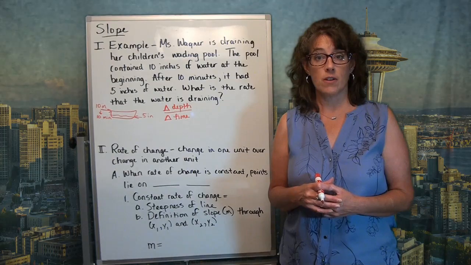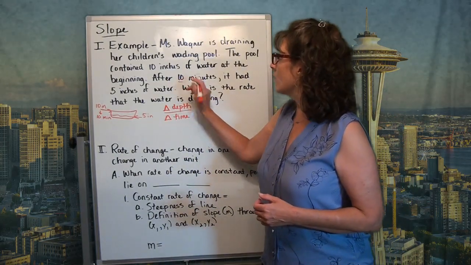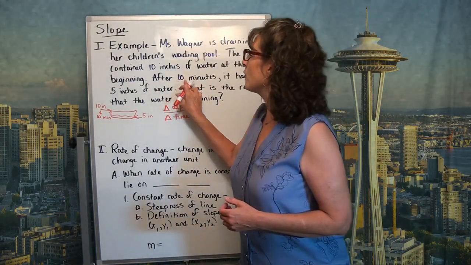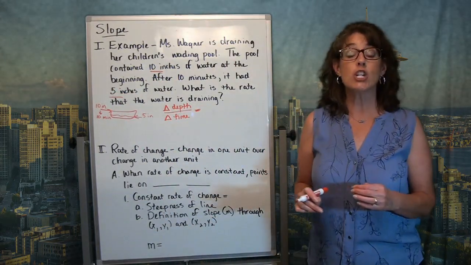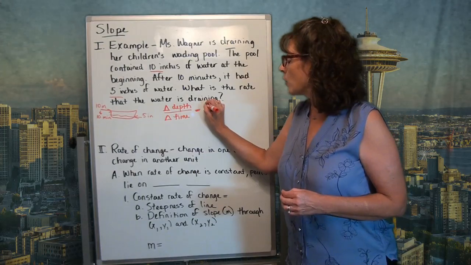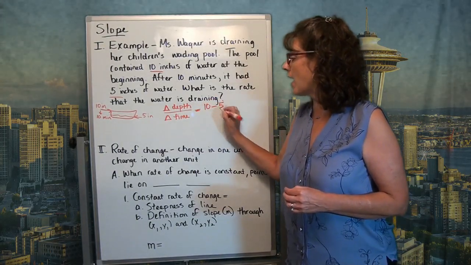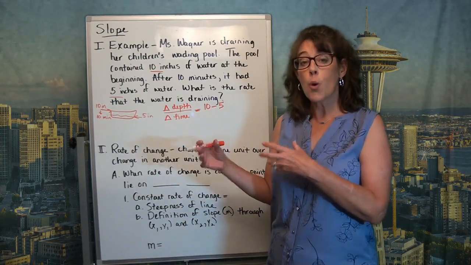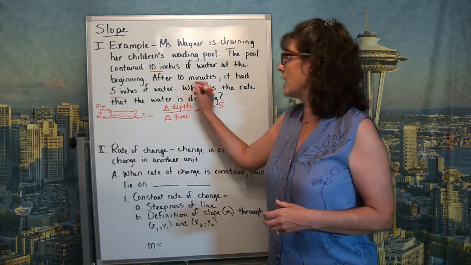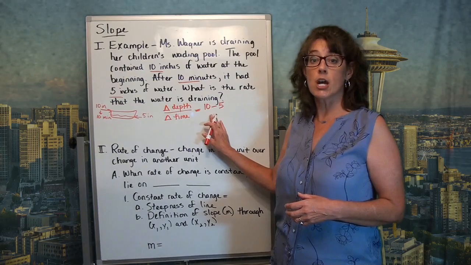And in order to figure out that change, we go from, well, not 10 minutes, I'm sorry, we go from 10 inches down to 5 inches. So in order to get that change in height or that change in depth, we're going to say 10 minus 5. Now let's talk about the change in time. This is going on for a total of 10 minutes. So we know that that change in time is 10.